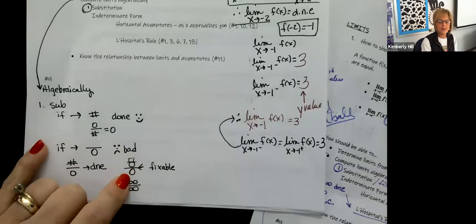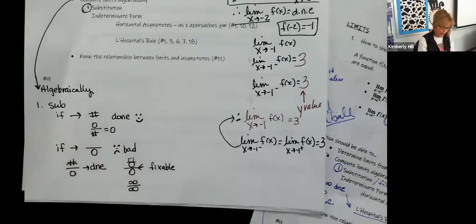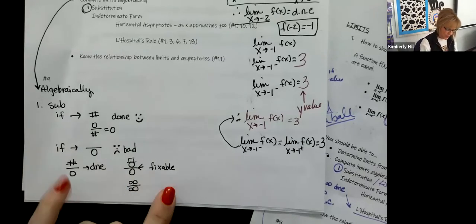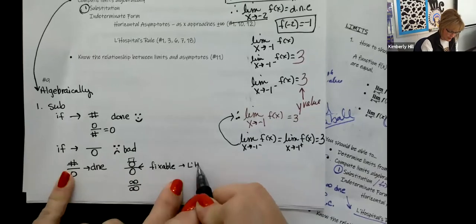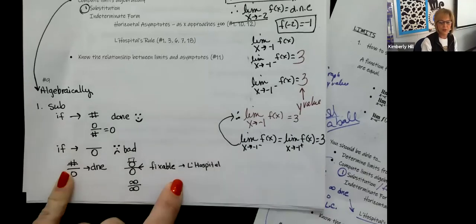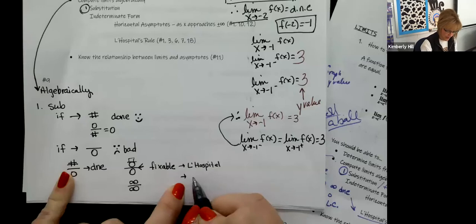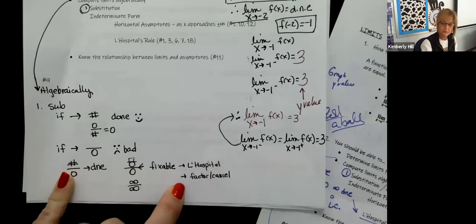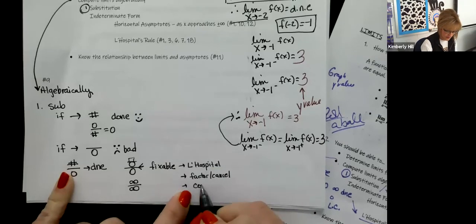So this is where you have those holes and things that we can remove, and a piecewise maybe, I don't know, all kinds of things you could have. So he's fixable. So how do we fix him? Remember, you always have L'Hopital, and we're going to do some examples of these. We could do L'Hopital. You could factor and cancel. You could do conjugates.